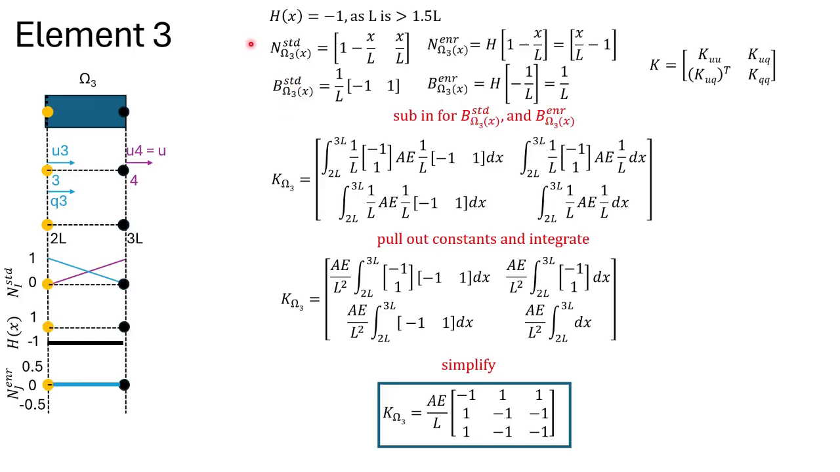So again, we've got our defined shape functions and strain matrices up here. Again, plug those into our K matrix down here for each component. Pulling out our constants and integrating, we get the same simplified equation that we did for element 1. But again, the biggest difference here is that we're using H is -1 since we're on the far side of our discontinuity.